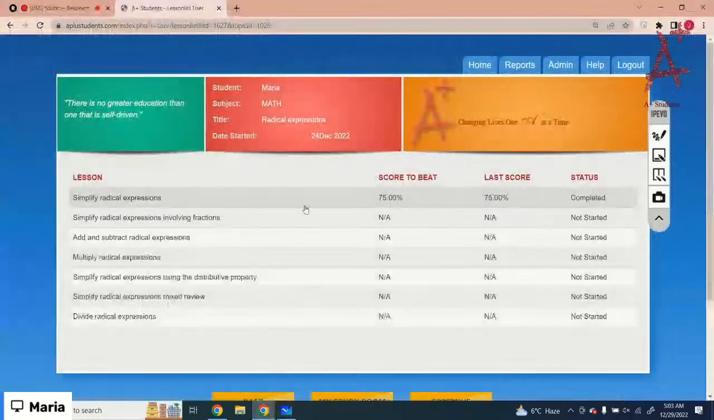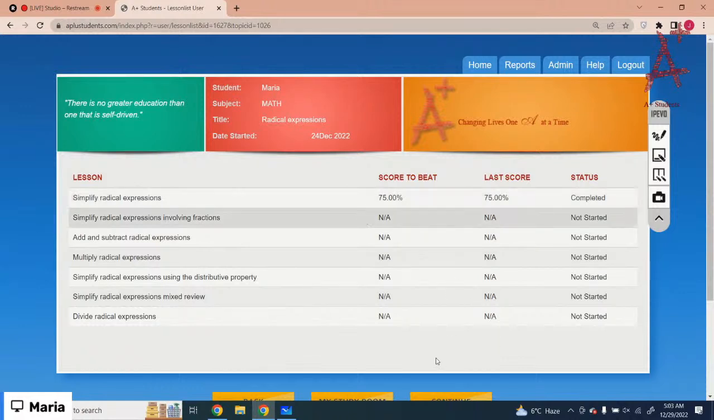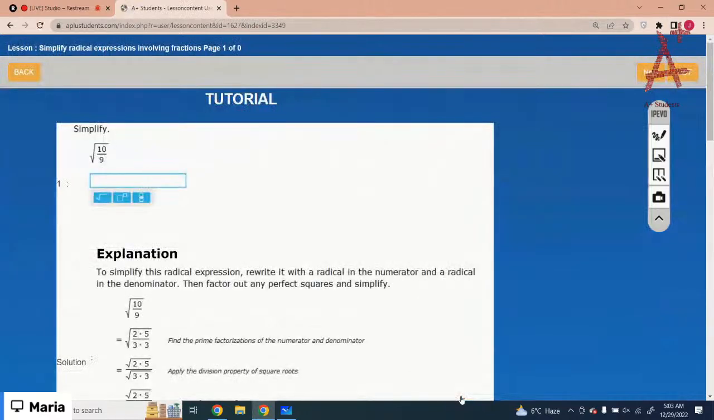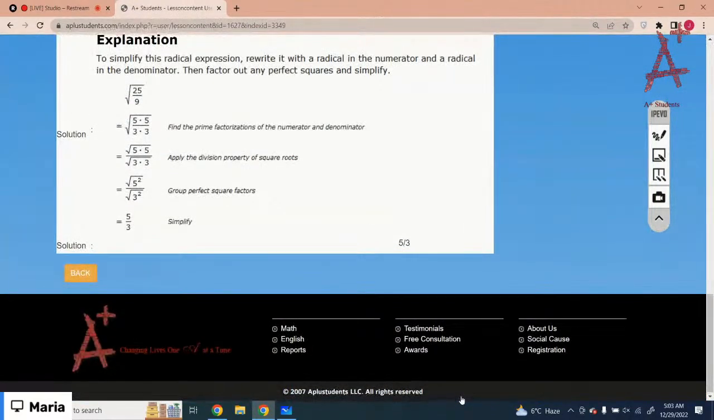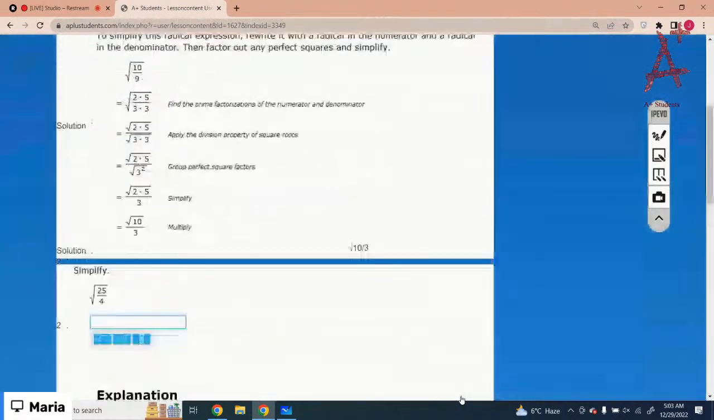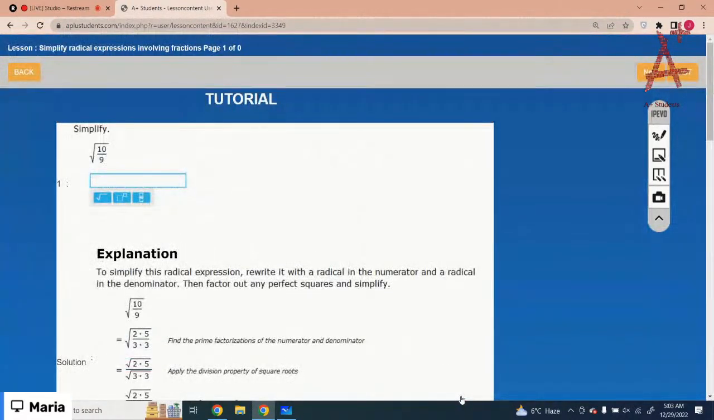Okay, here I am on grade 9 maths. The chapter name is radical expressions. So we're going to start with the lesson simplify radical expressions involving fractions. So let's just start with the lesson. Okay, let's start with examples. So the first example is square root 10 divided by 9.